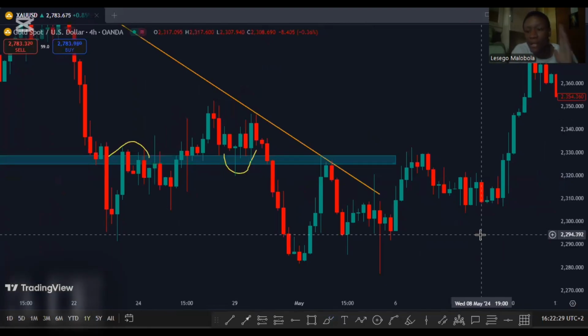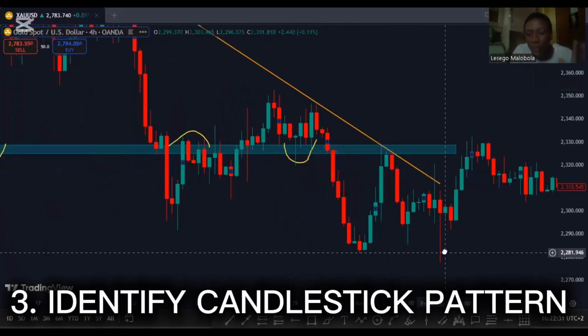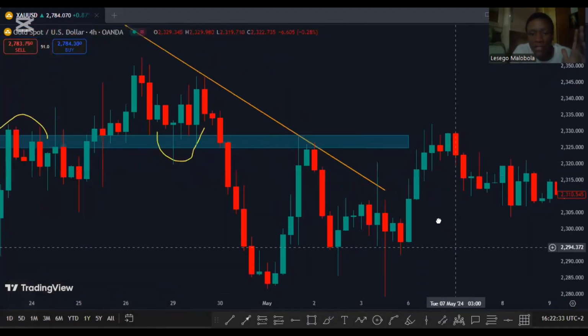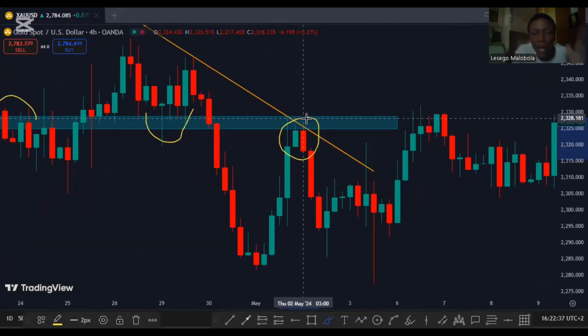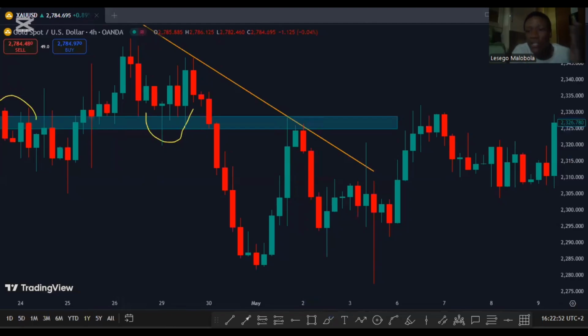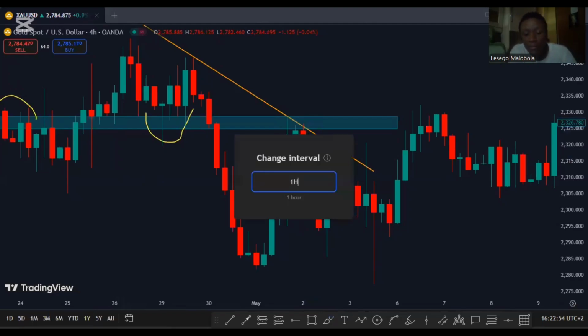Now that we've identified our support and resistance, the only thing that's left is candlestick patterns. On the 4-hour time frame, we do have an engulfing bar candlestick pattern, as you can see right over here. But like I say in all my videos, it wouldn't hurt to go on the 1-hour time frame to see if you can identify any candlestick patterns for an early trade.